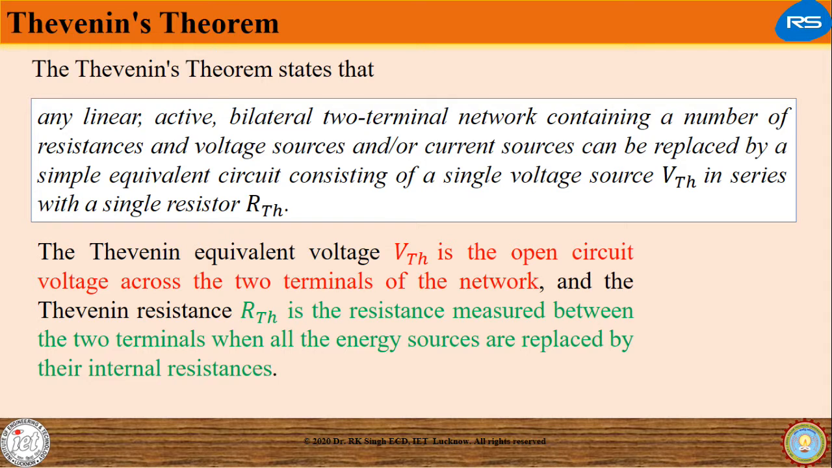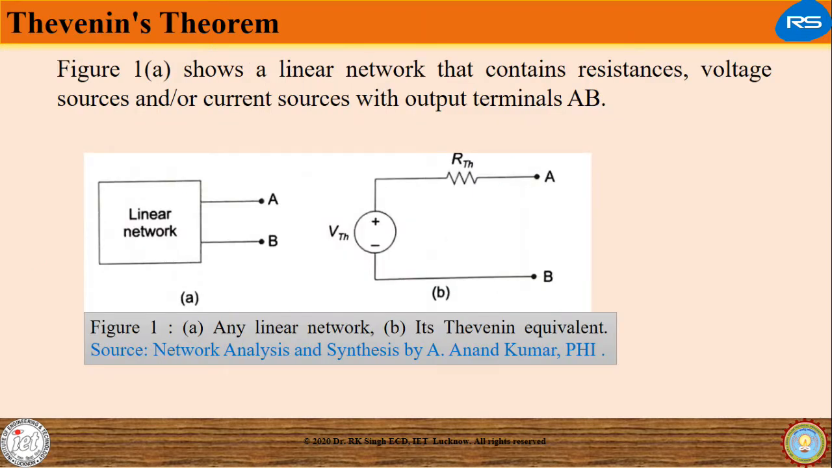Basically, Thevenin theorem states that any linear, active, bilateral, two-terminal network containing a number of resistances and voltage sources and/or current sources can be replaced by a simple equivalent circuit consisting of a single voltage source V Thevenin in series with a single resistor R Thevenin. The Thevenin equivalent voltage VTH is the open circuit voltage across the two terminals of the network, and the Thevenin resistance RTH is the resistance measured between the two terminals when all the energy sources are replaced by their internal resistances.